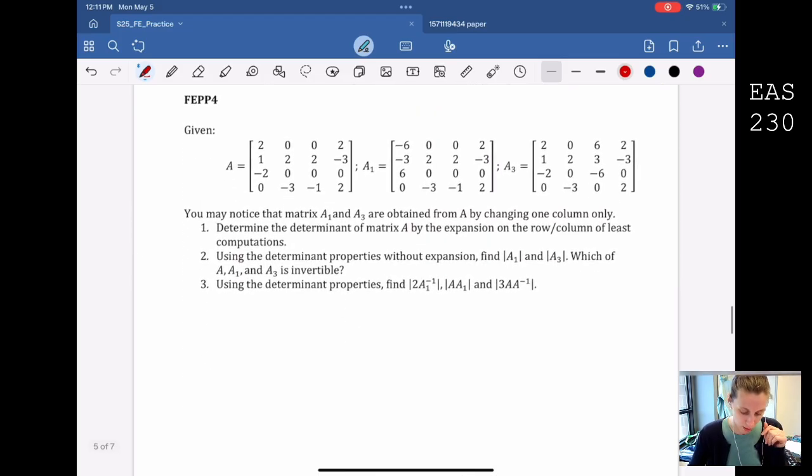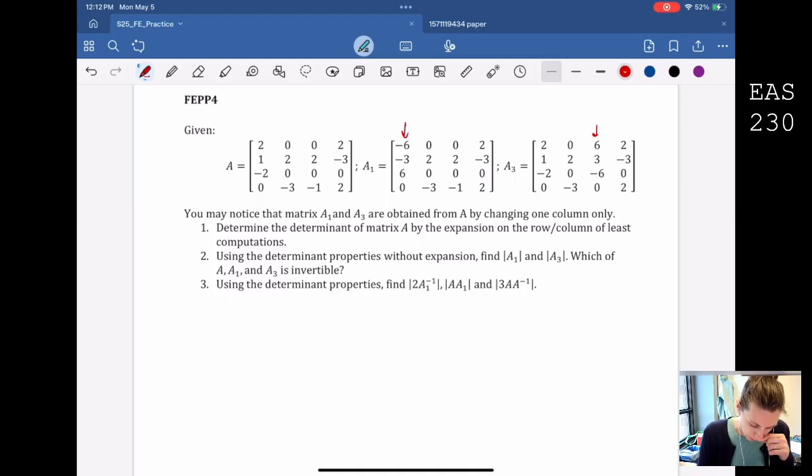Okay, question number 4. Notice these are 4x4s. The largest you will have on your exam will be a 4x4, and we will not give you a 5x5 or bigger. So just noting that. So you may notice that matrix A1 and A3 are obtained from A by changing one column only. So if we look at that, we can see that here column 1 is changed from A. And in this one, we can see that column 3 is changed.